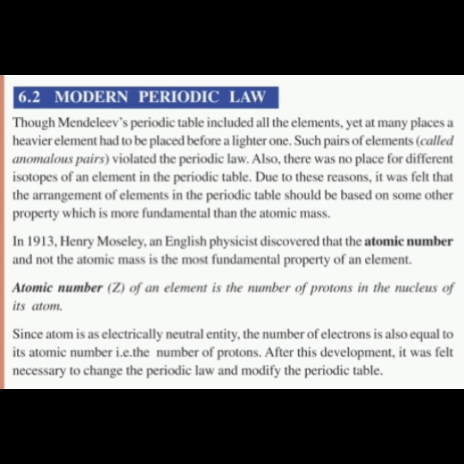And the isotopes of elements were not in the correct place in the periodic table. These were some of the reasons which made scientists feel that this is not a complete periodic table, and some other property has to be kept as a base, more fundamental than atomic mass.